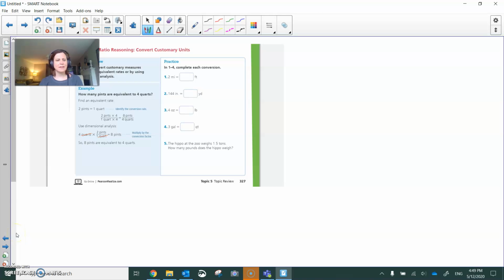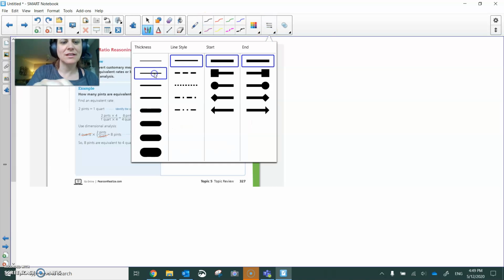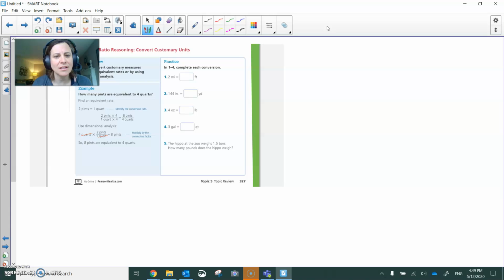This is the lesson 8 review from Math 6. This one's a little complicated because they don't give you a conversion chart, so I'm just going to do the best I can here. Here we go. Okay, so the first question is how many feet is 2 miles?